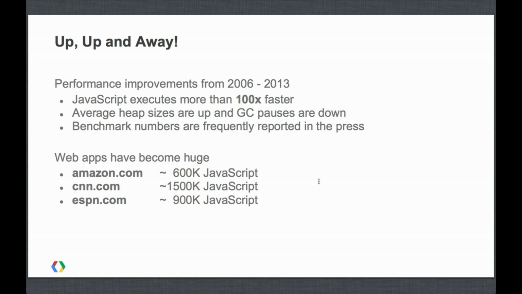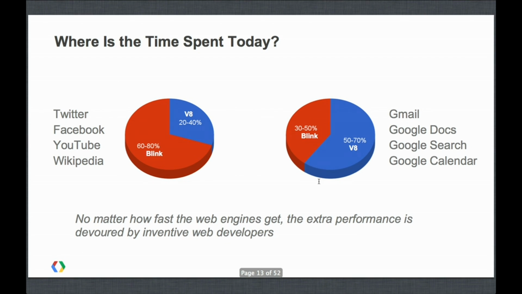Another thing that's very nice to see is that it's possible to write really large web apps these days. We see common pages like Amazon, CNN, and ESPN serving fairly large amounts of JavaScript code to their customers all day. So it's not uncommon to see a megabyte of minified JavaScript code being sent to clients. And the browsers are generally capable of working with that. So things have certainly changed since 2006.